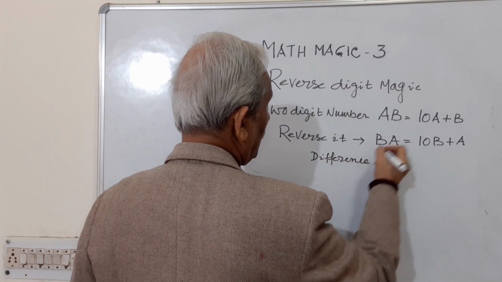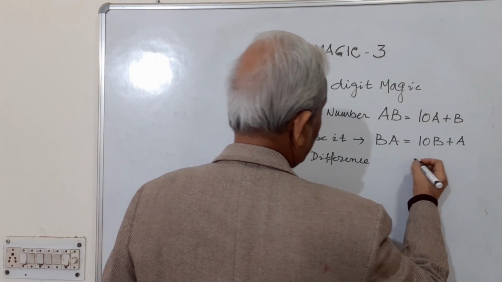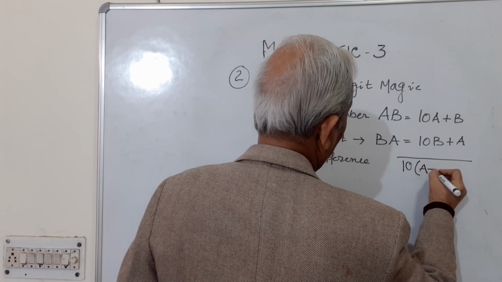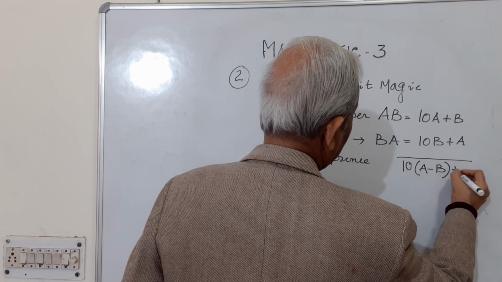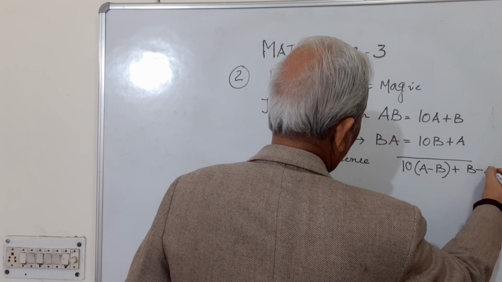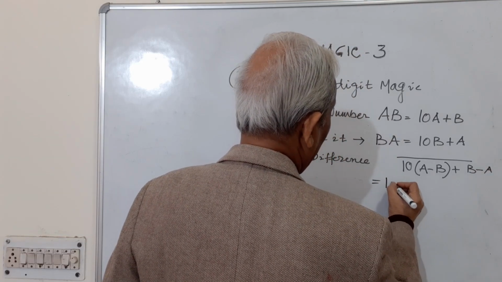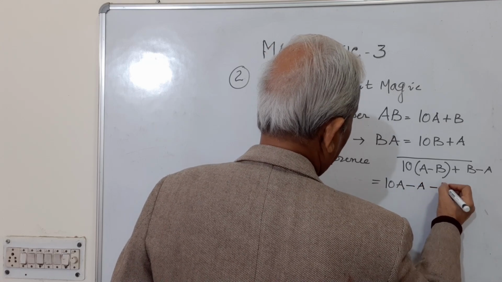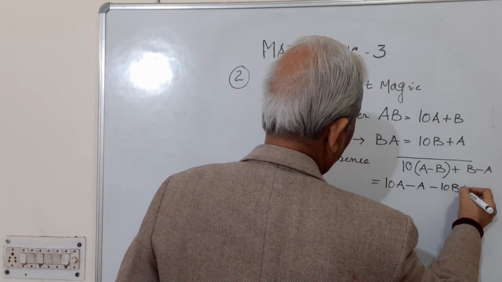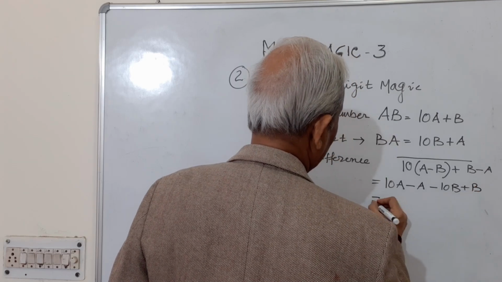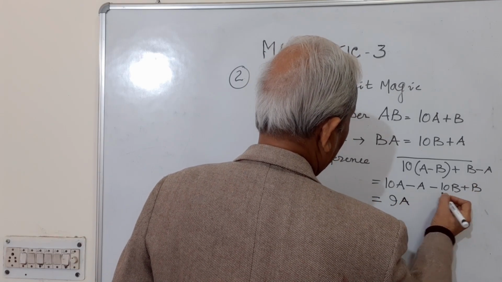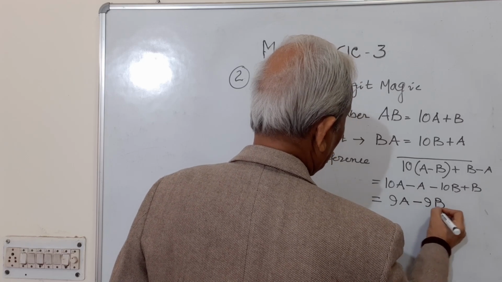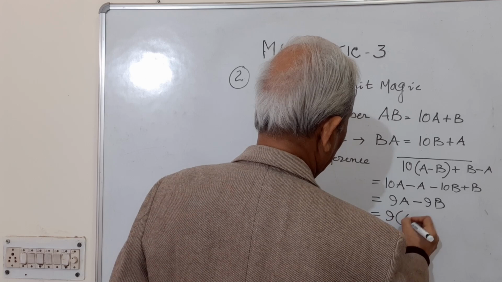The difference between the two numbers, number one 10A plus B and number two 10B plus A, is what? 10A minus 10B plus B minus A, which is equal to 10A minus A minus 10B plus B. This becomes 9A minus 9B, which is equal to 9 into (A minus B).